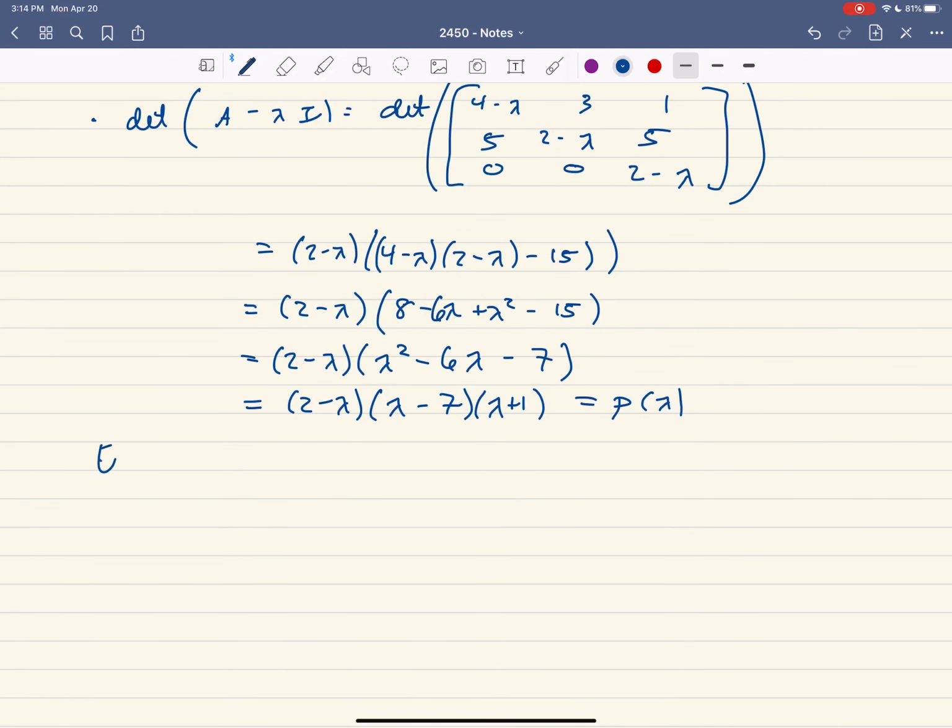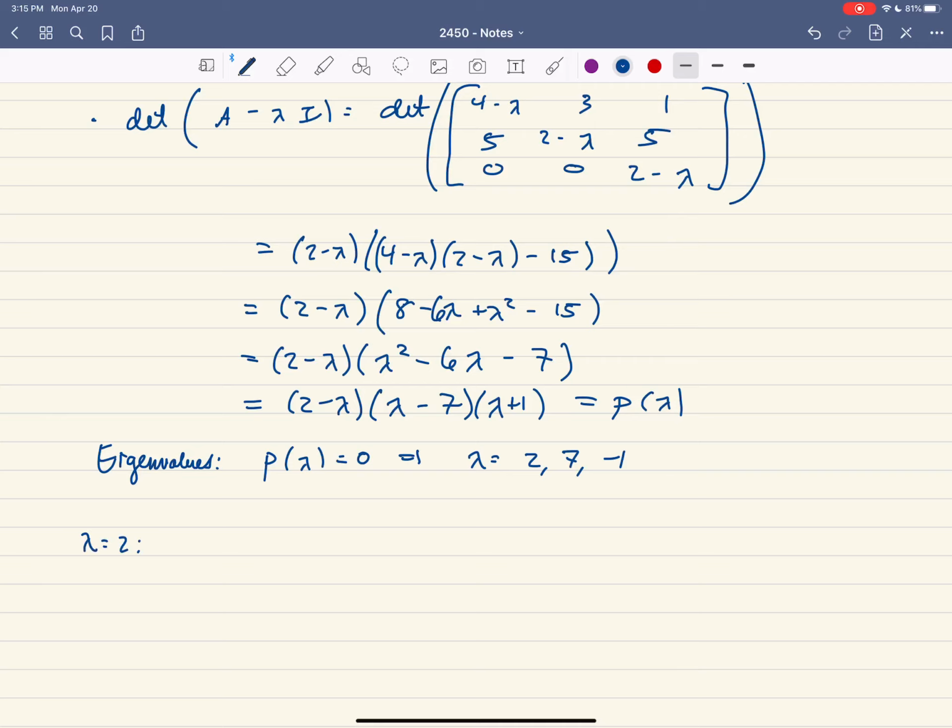So our eigenvalues are going to be the solutions for lambda when p of lambda is 0. And that's going to be when lambda is 2, 7, or negative 1. All of these eigenvalues have multiplicity 1, so that part works out nicely. That means that the eigenspaces are all going to have dimension 1. So for our eigenvalues, let's go through and think about what happens for each of the different eigenvalues.